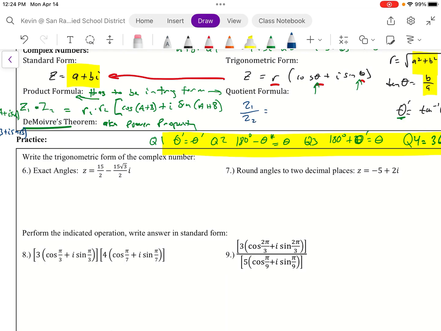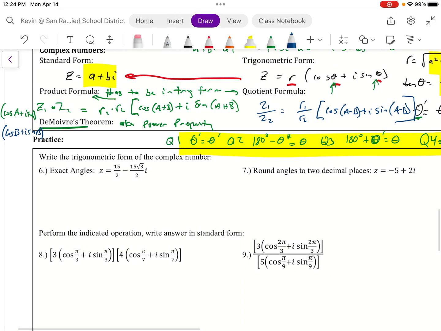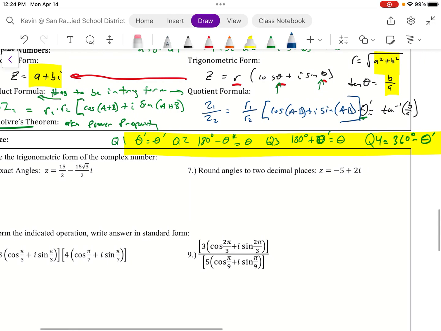Quotient formula, z sub 1 over z sub 2 is going to be r sub 1 divided by r sub 2. And it's going to be cosine of a minus b plus i sine of a minus b. Okay, so that's the quotient formula.